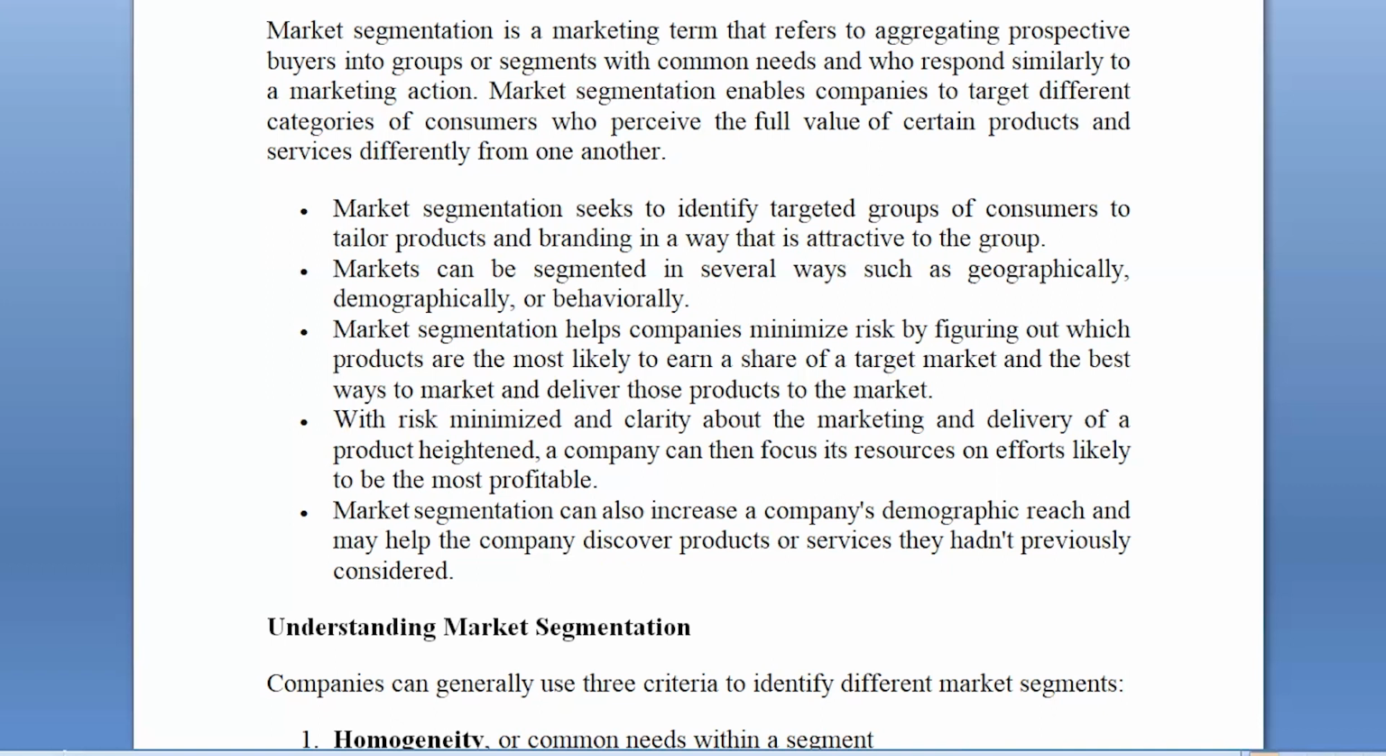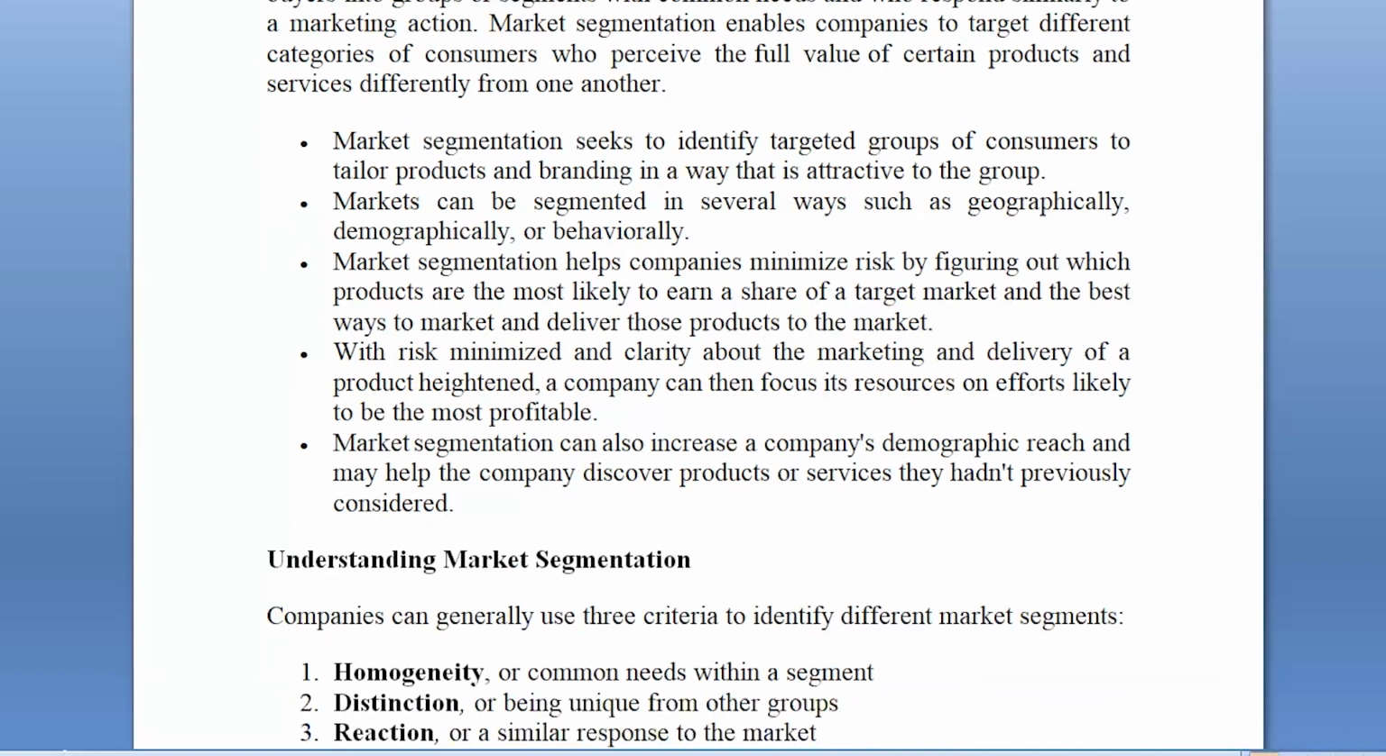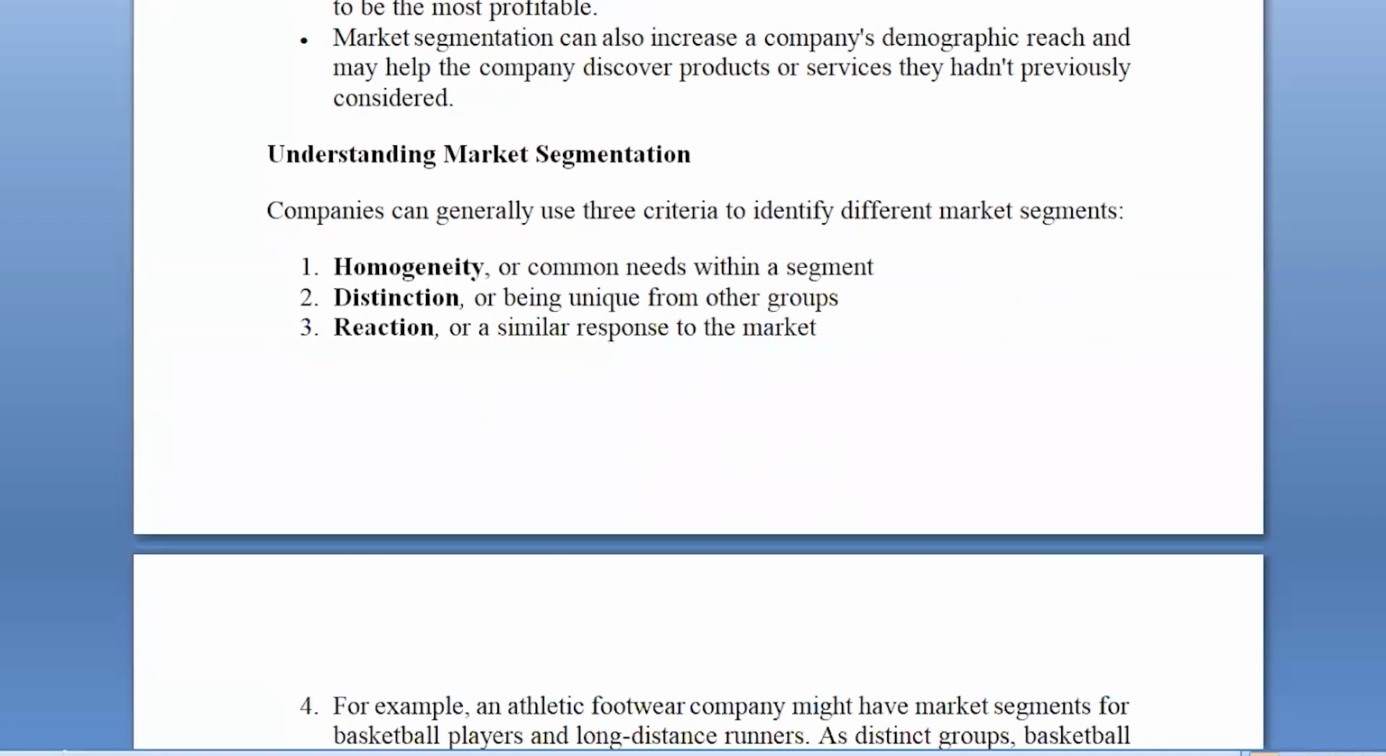Market segmentation can also increase a company's demographic reach and may help the company discover products or services they had not previously considered. Now, understanding market segmentation. Companies can generally use three criteria to identify different market segments: homogeneity, or common needs within a segment; distinction, or being unique from other groups; and reaction, or a similar response to the market.